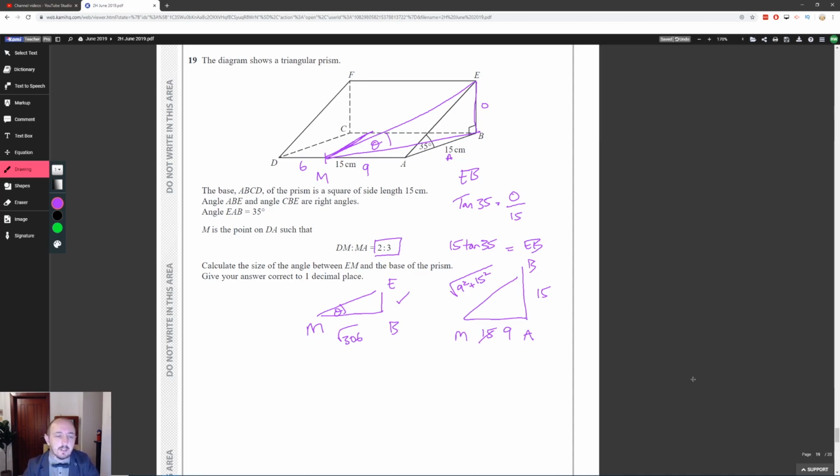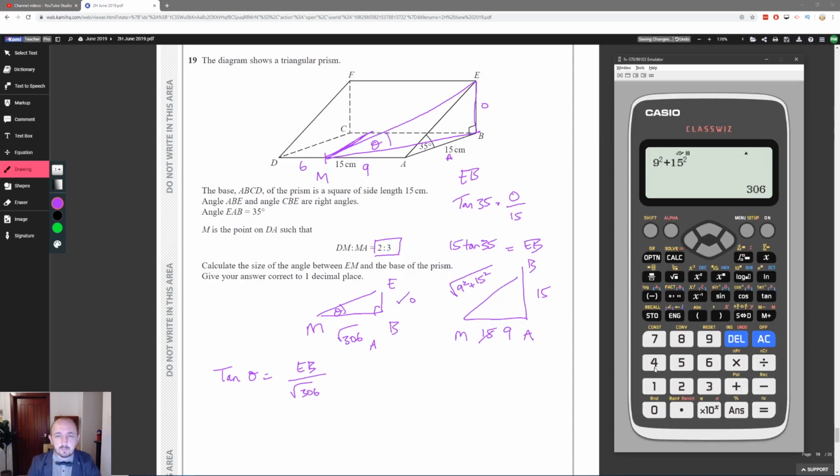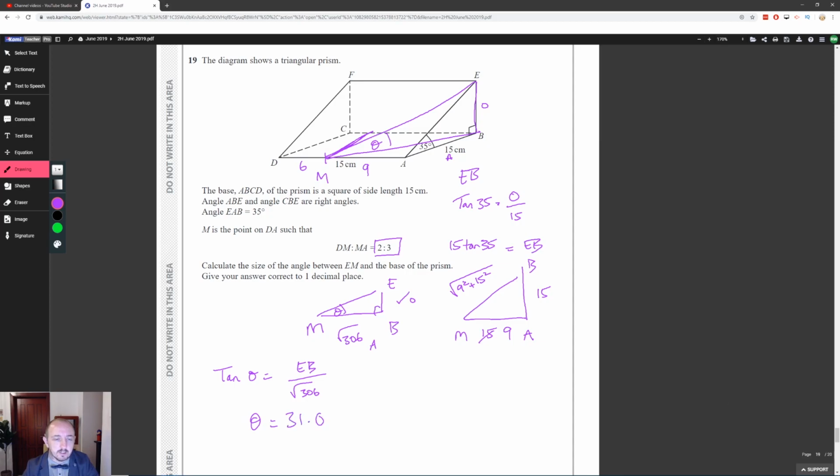So to find out theta, we've got the opposite and the adjacent again. So we're going to do tan theta is equal to EB over root 306. So 15 tan 35, that's going to be EB, and we're going to divide that by root 306. So that's tan theta. So theta is going to be the inverse tan of that number there to get 30.98. What do we need? One decimal place. That's actually 31.0 degrees.